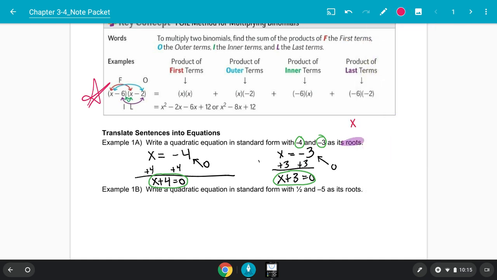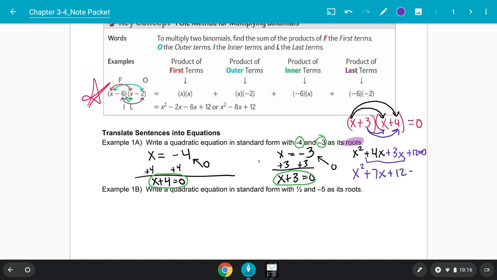If we take x plus 3, x plus 4, and we want them both to equal 0, we can do FOIL, and then I'll show you the shortcut after. So you'd take x times x, which is x squared, x times 4, which is 4x, then deal with the 3. So for the 3, you're going to go 3 times x, which is 3x, and then 3 times 4, which is 12, equals 0 is what that says. 4x and 3x is 7x. So you end up with x squared plus 7x plus 12 equals 0. And there's our standard form.